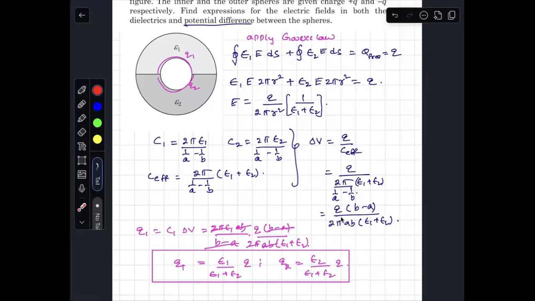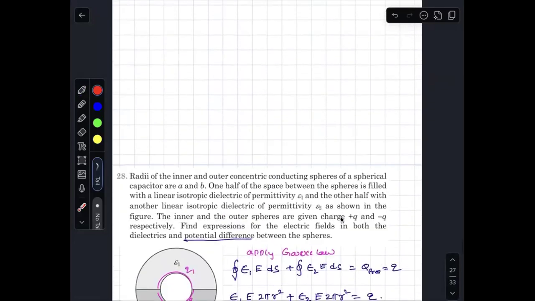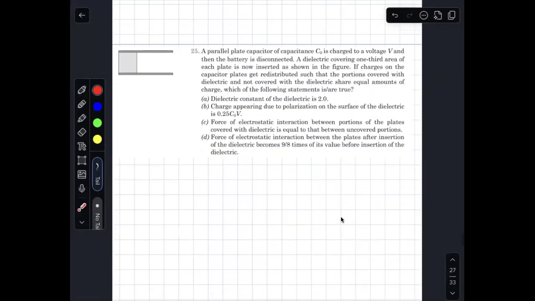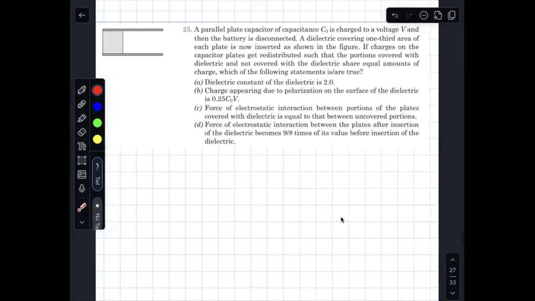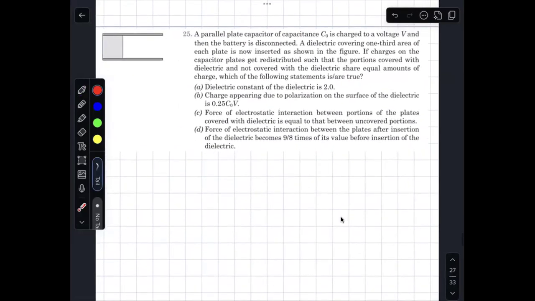Boys and girls, may I proceed for the next question? Right. And this is one such question from Pathfinder again. Good question.